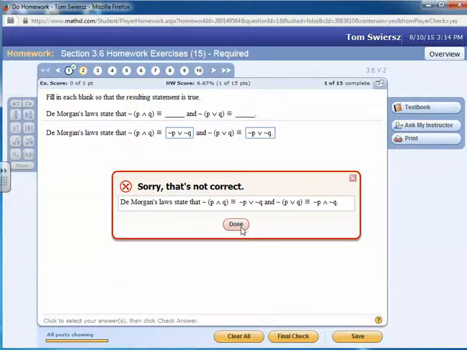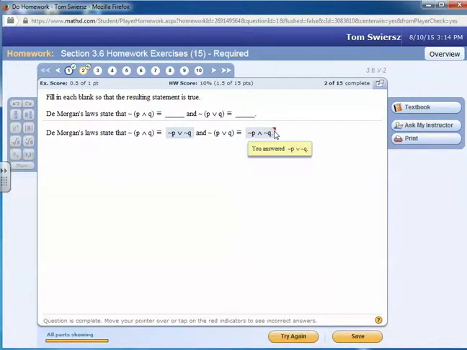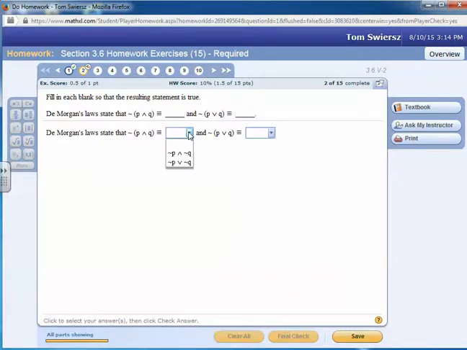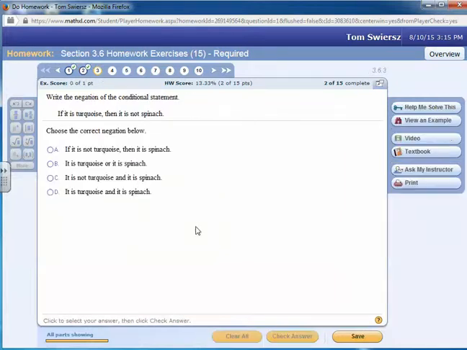Oh, I'm sorry. Or change or to and, right? Okay, I did it correctly, I picked the wrong one. Negation of P or Q is negation of P and negation of Q. Okay? Try again. Negation of P and Q is negation of P or negation of Q, change and to or, and then negation of P or Q is negation of P and negation of Q. All right, let's make sure we get it right. Okay, very good.